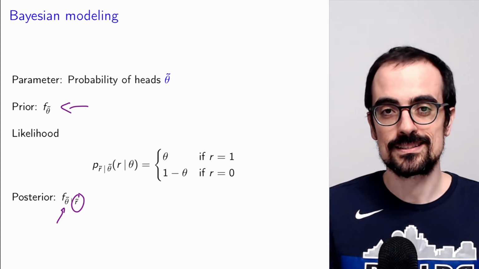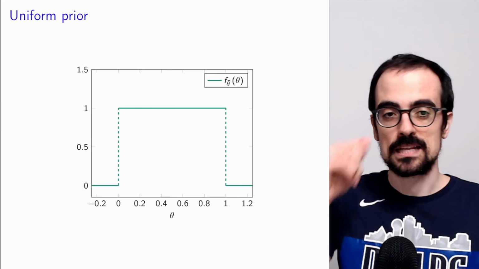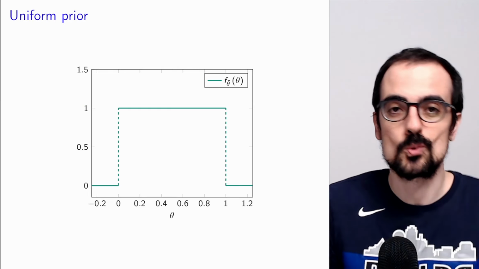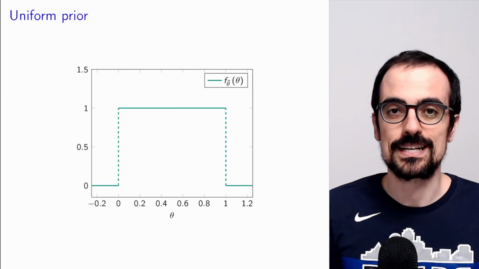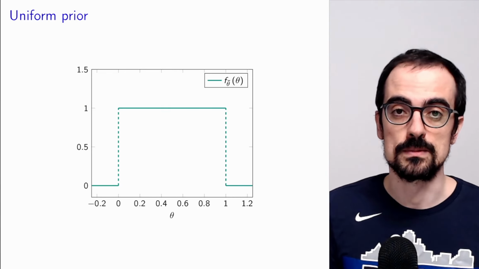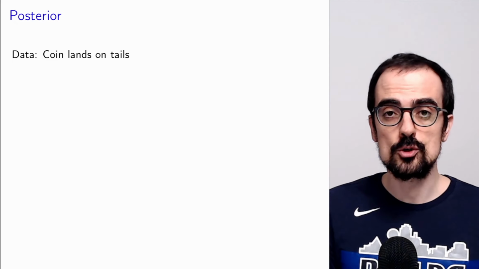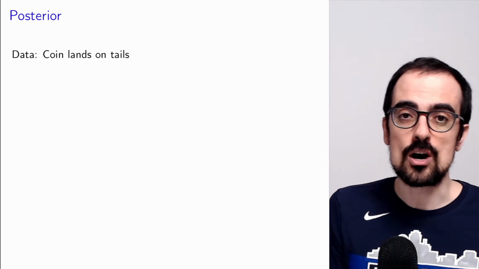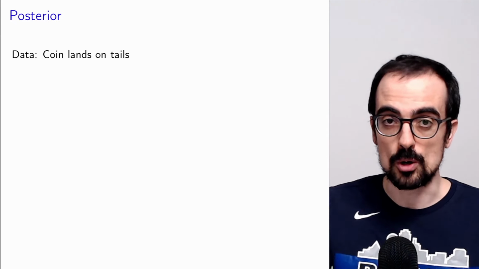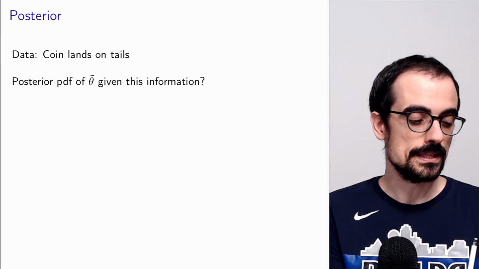Probably the simplest, most non-committal prior that we could think of is just saying, well, I think the parameter could be anywhere between 0 and 1 with constant density. Okay, using a uniform prior. So now let's derive the posterior under this uniform prior. And we're going to assume that the data that we observe is that the coin lands on tails. Now, based on this information, we're going to update our uncertainty about the probability that the coin is heads. So what is the posterior PDF?